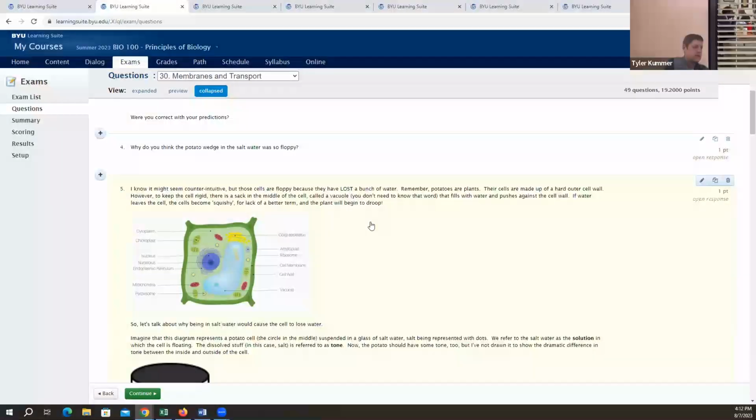One, membranes and transport. Let's just start talking generally about transport. We have two categories of transport that we're going to put all forms of transport underneath. Umbrella 1 is passive transport. Umbrella 2 is active transport.